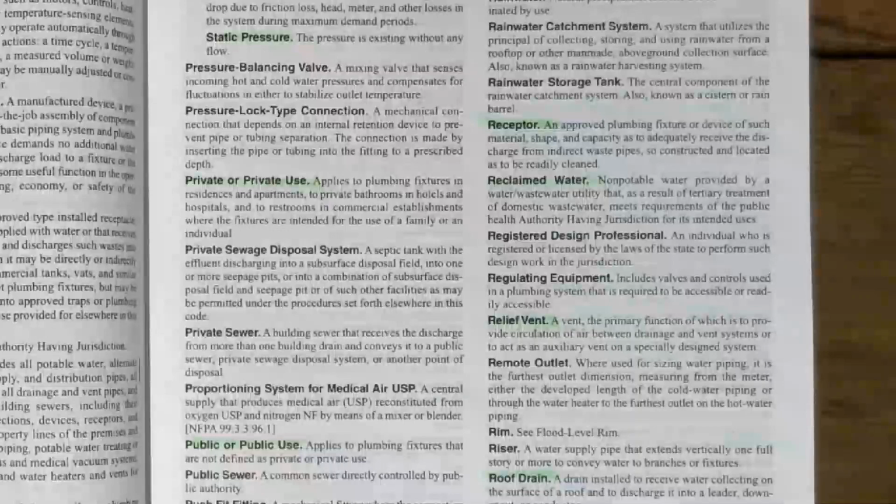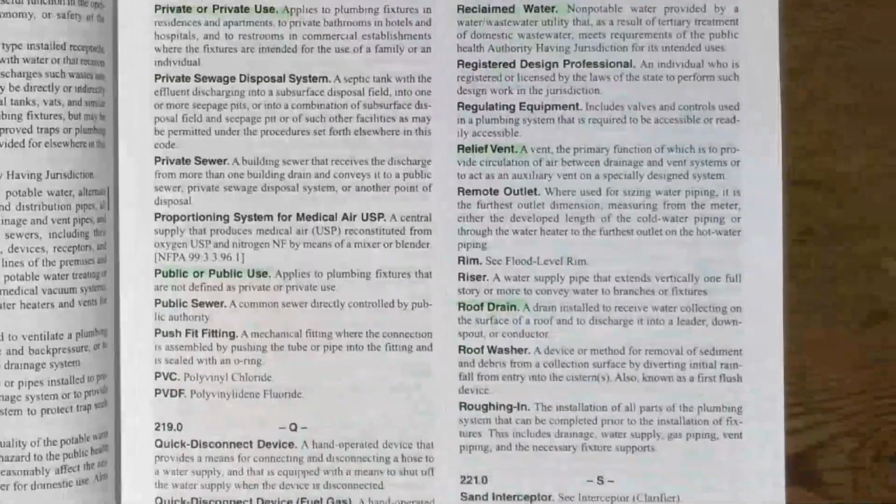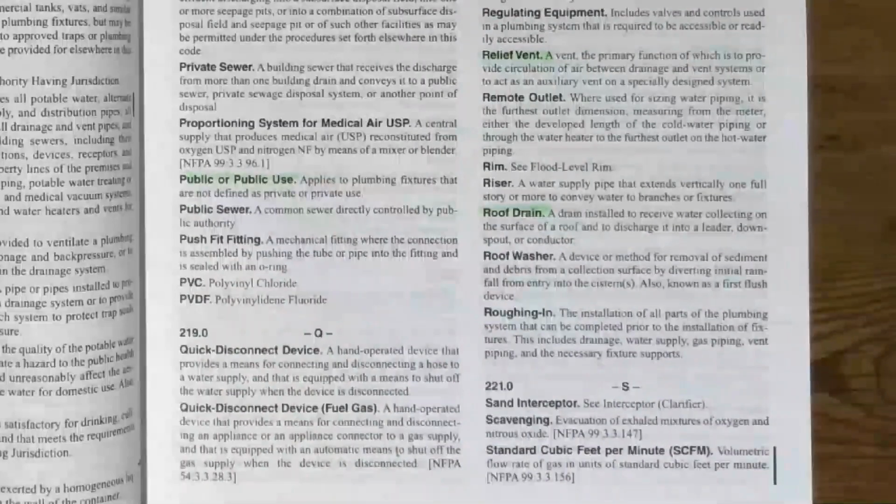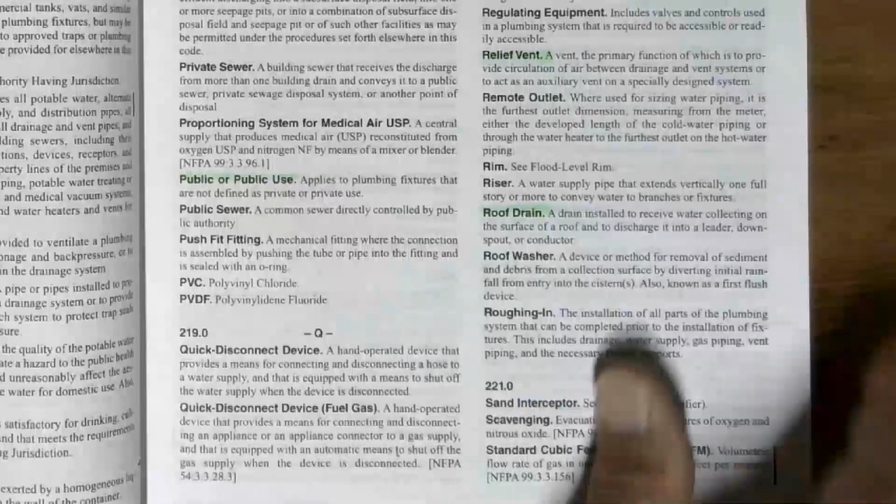A relief vent. That is a vent, the primary function of which is to provide circulation of air between drainage and vent systems, or to act as an auxiliary vent on a specially designed system. A roof drain. That is the drain installed to receive water collecting on the surface of a roof and to discharge it into a leader, downspout, or conductor. So the roof drain is the actual drain body that's up on the roof. Makes sense, right?